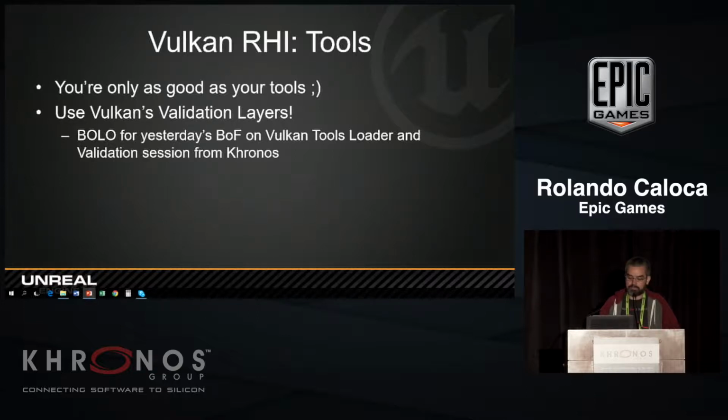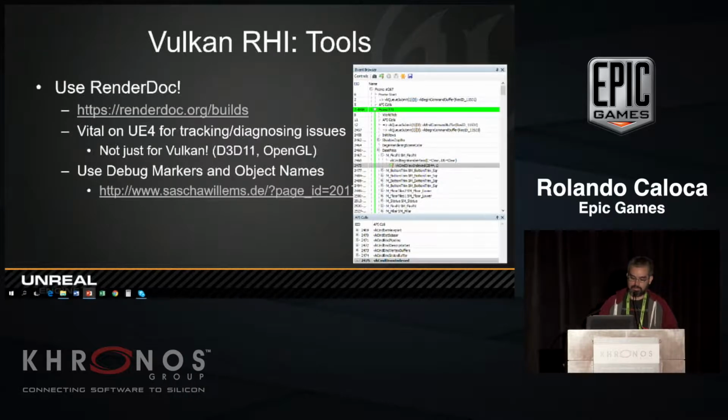Just finally, I wanted to mention tools. You're only as good as your tools. We found this very early. And please use the validation layers. We had a session yesterday where we talked a little bit about how we use them in UE4. It's probably available on YouTube, so take a look at that. And special shout out to RenderDoc. It's the best tool ever. That's what we use for tracking any GPU problems, any rendering problems. We use it a lot in UE4, not just for Vulkan, but for D3D12 and 11 and OpenGL. D3D12 support, I think, is coming. And I wanted to point out the Sasha Williams blog post about how to use debug markers and how to name objects, because it's very, very useful.